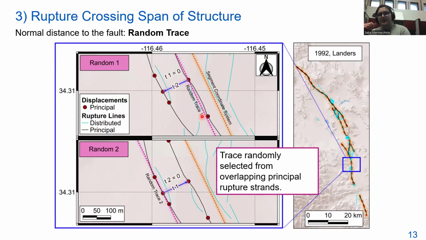The second one is the random fault trace, which is useful for cases where there isn't enough information on the exact location of the fault trace. For that, we assume one of the overlapping ruptures is the fault trace randomly. For example, in this part of Landers, there are two overlapping ruptures. In the first case, we assume the right rupture is the fault trace, and the displacement in this rupture has a zero normal distance, and the normal distance of displacement on the left rupture is measured relative to the right one. In the second case, it would be reversed.